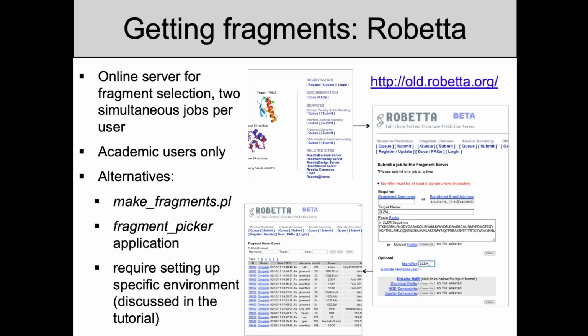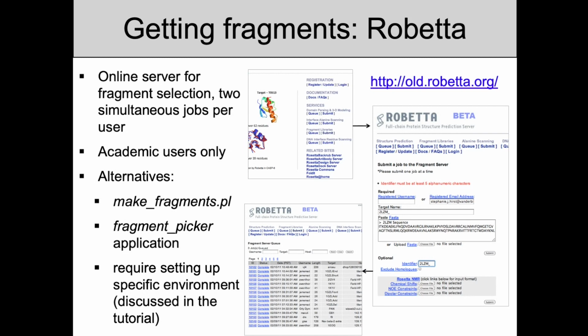Now, how would you get fragments if you're interested in folding your own protein? Well, the easiest way, and the way that I prefer to use, is the Rosetta server, which is linked up here in the top right. You just follow the link, go to the fragment server, and provide your name, your email address if you have an academic email address, and your FASTA sequence, and you hit submit. That only works if you're an academic user.